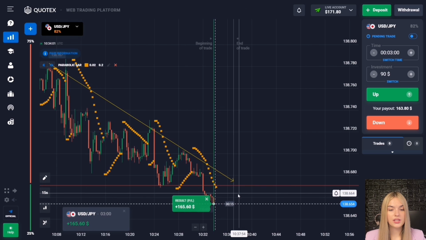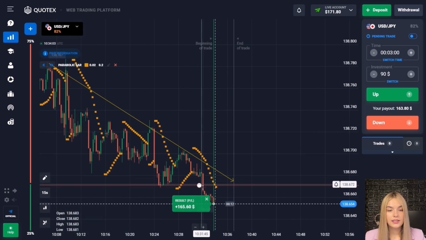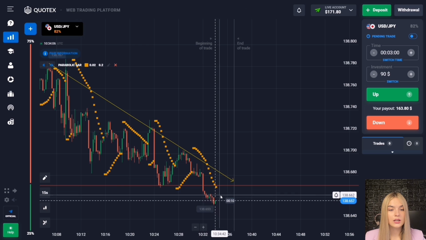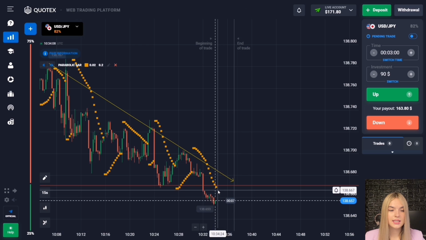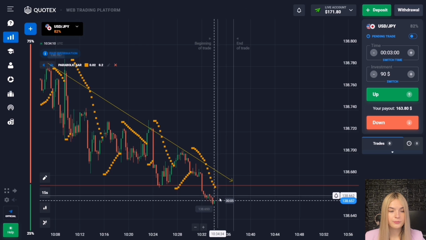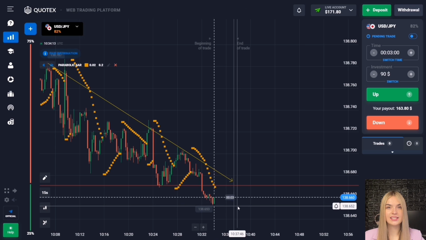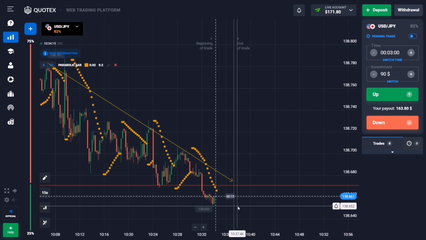Great! As you can see, the price really continues its downward movement. This level has been broken through and we are getting a great confident profit here. This indicator again suggested to us a good entry point. Everything is going well. Let's continue to consider the following market situation.